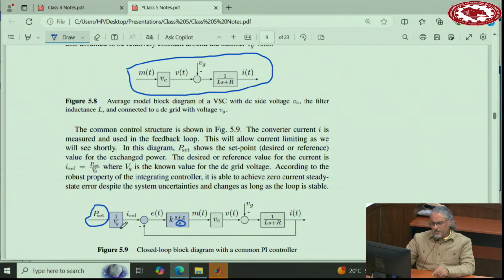So you divide P set by the grid voltage. That gives you the reference for the current. And then the reference for the current minus the actual current is passed through this PI. That gives you the modulation signal. Very simple. Let's design K and Z. It has two control parameters, K and Z.